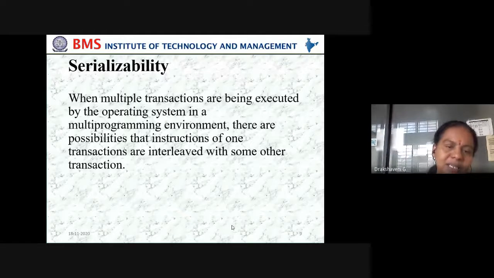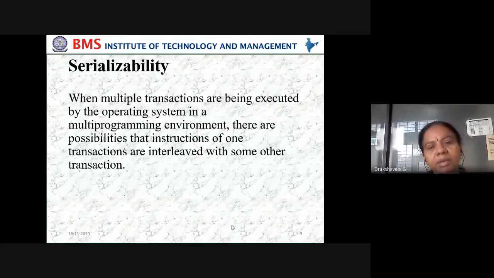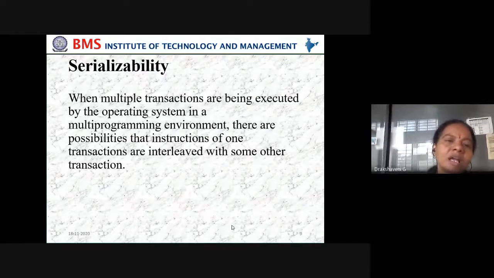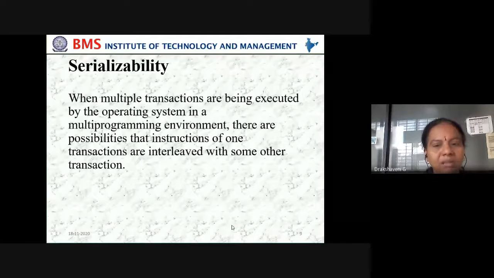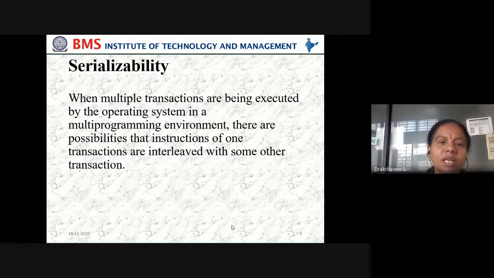In the next class we start with serializability, or we'll just touch upon it now and then move on in depth in the next class. So what is serializability? When multiple transactions are executed by the operating system in a multi-programming environment, there is a possibility that instructions of one transaction are interleaved with some other transaction. Then we call it serializability.